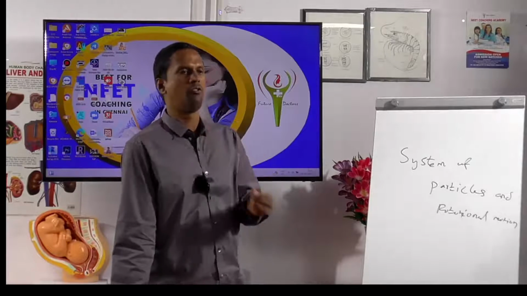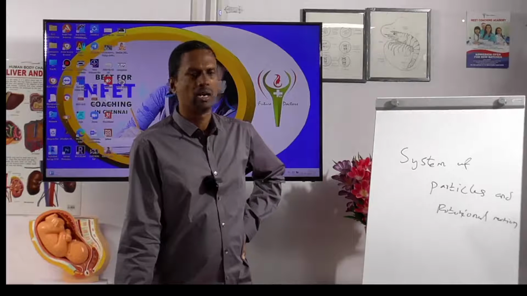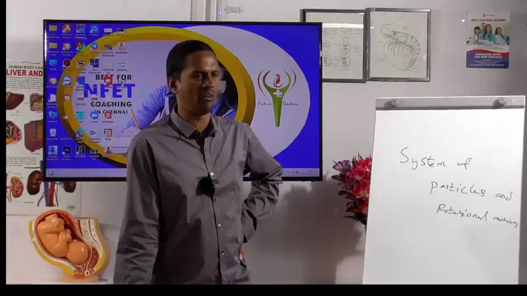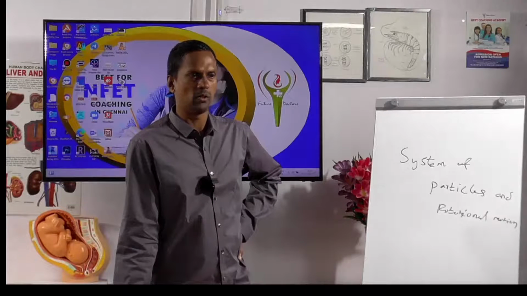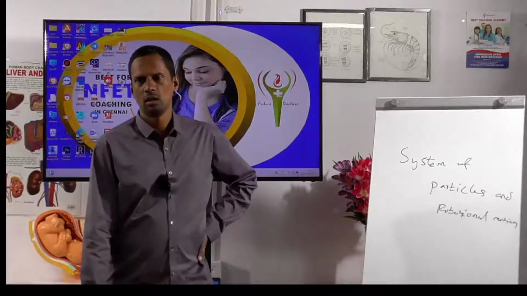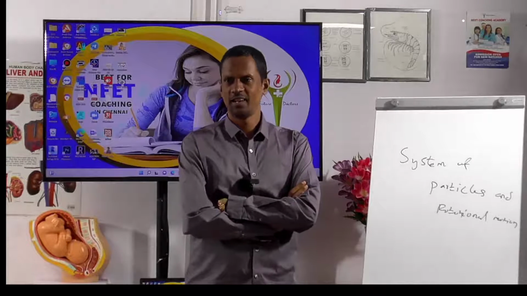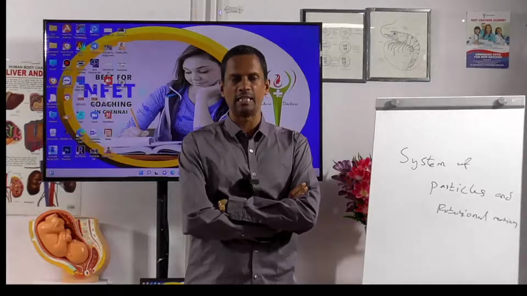Then work done is equal to force into distance. What is force here? F, work done is W. W is equal to, what is the force? F, I already know. Force is denoted by F. Work done is equal to force into distance. W is equal to what?